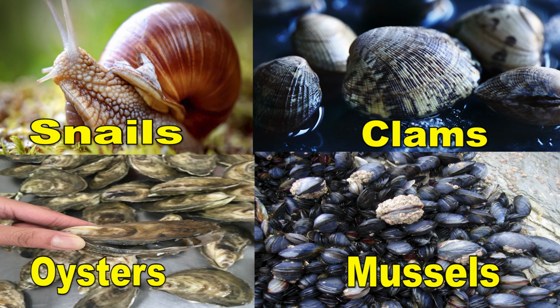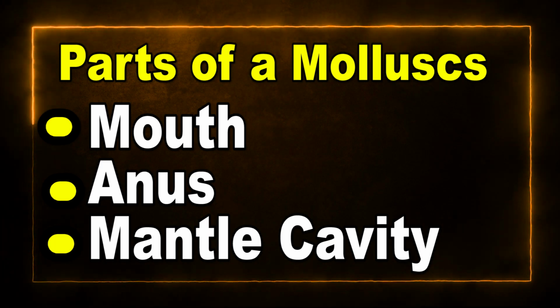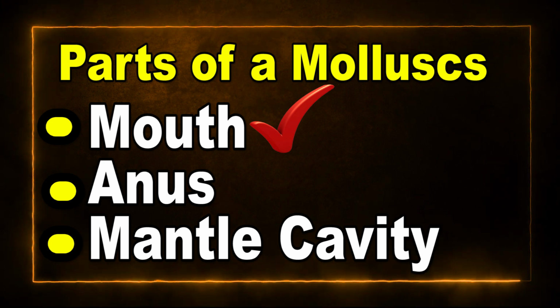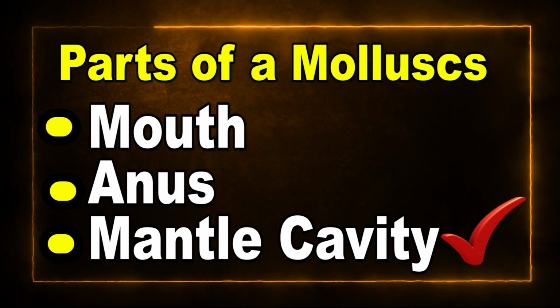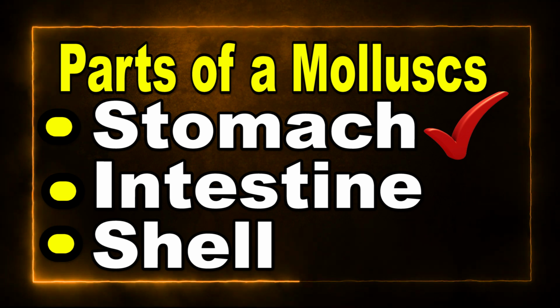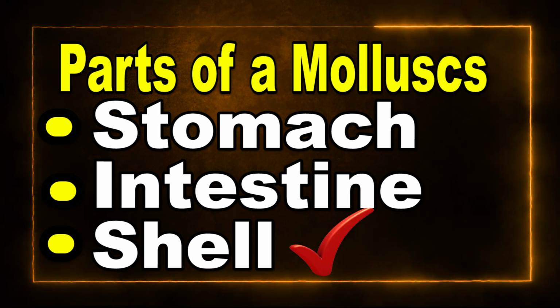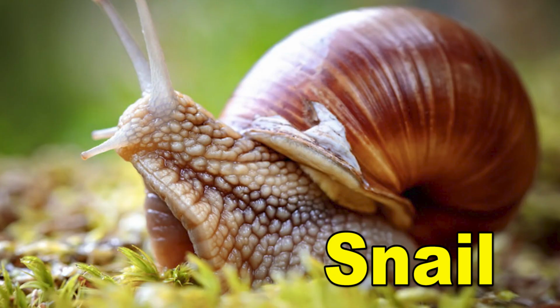Molluscs also have feet, which they use to burrow into sand or the ocean floor. The parts of a mollusc include the mouth, the anus, the mantle cavity, stomach, intestine, and of course the shell. As mentioned before, a snail is an example of a mollusc. Notice how it has a soft body and that body is being protected by a large shell. That shell, it's an exoskeleton.